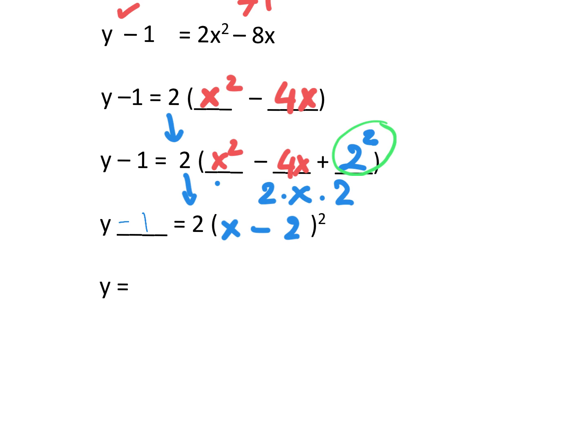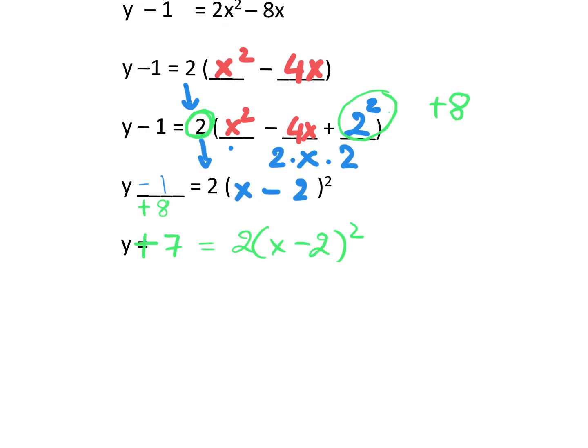But since we have to do the distributive property, 2 times 4 is 8. So we basically borrow 8. If we borrow 8 on the right side, we have to plug it back into the left side to make it even. So we borrow 8. Now let's take care of this. Minus 1 plus 8 is basically plus 7. So let's get another step right here. y plus 7 equals 2 times x minus 2 squared.